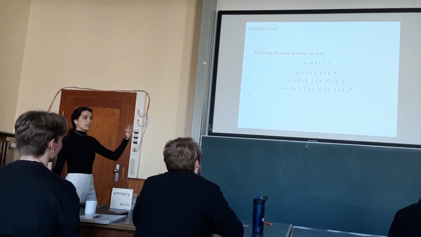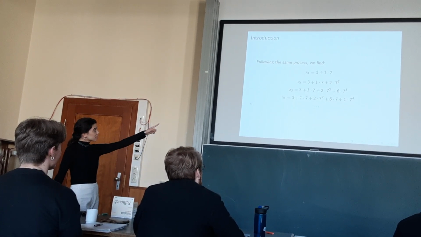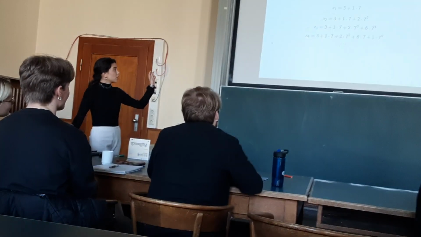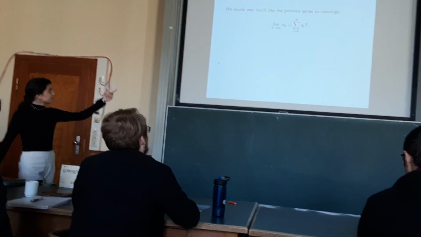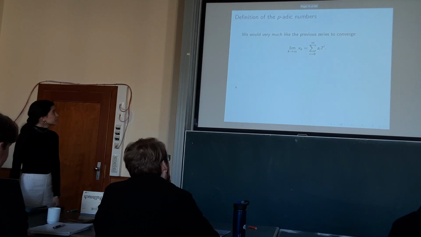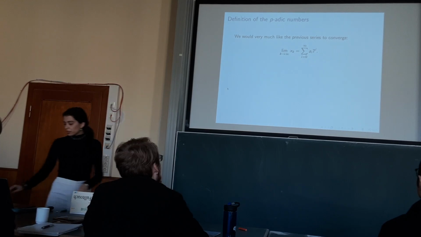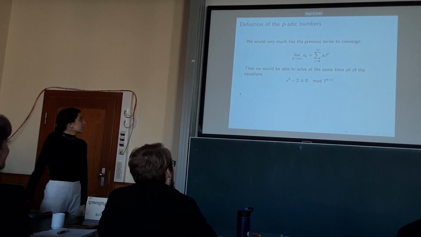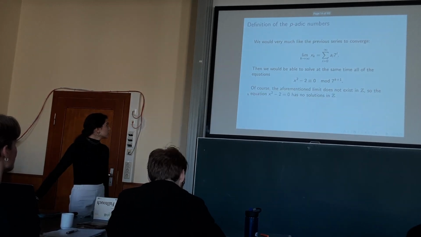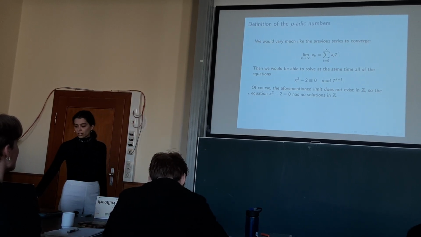If we continue this with the same process, we're going to find x1, x2, x3, x4, as you can see, and go on, which are sums of a number multiplying a power of 7. We would very much like this series to converge. That means to find the limit of all the xk. So then we would be able to solve all of those equations. But this limit, of course, does not exist in Z, so there are no solutions in Z.